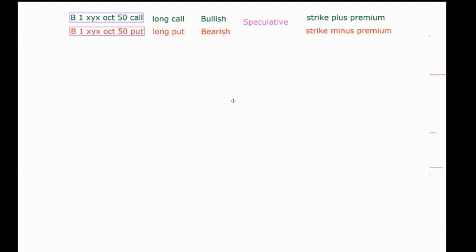It's bearish, strike minus premium. Buy a 50 call, it's a long call. It's bullish. It's speculative, and strike plus premium. Go to the next one.